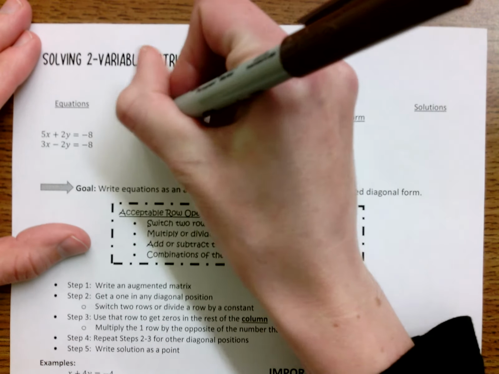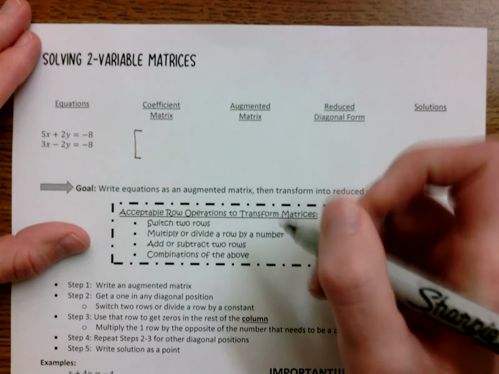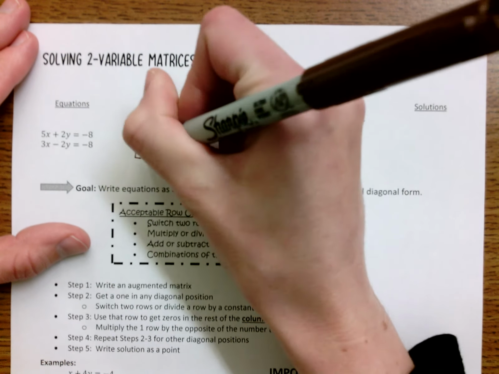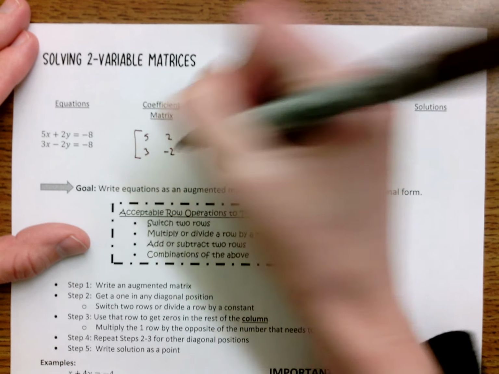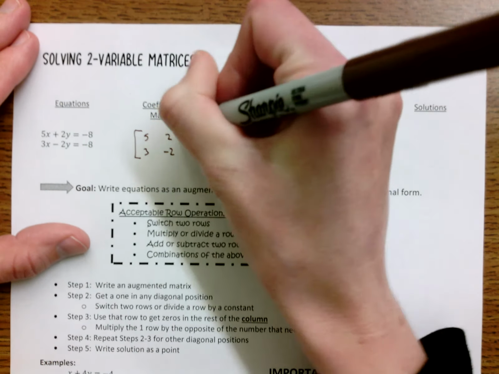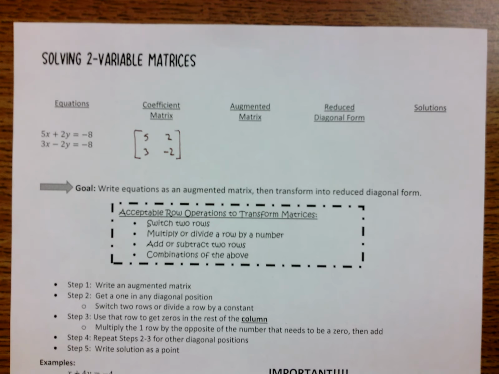And here's what a matrix looks like. It's got these big brackets, and then you just make a grid. So I'm making a grid with those numbers. You can see that they show up in the same order. So the 5 and the 2, and then the 3 and the -2. And then you close the bracket on the other side. Okay, so that's the coefficient matrix. It's a matrix, it's just got the coefficients.